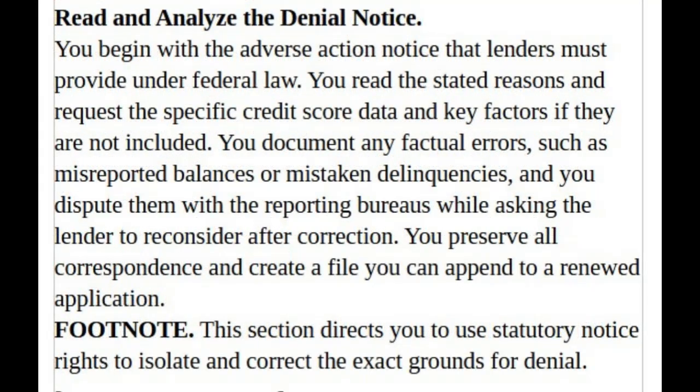Read and analyze the denial notice. You begin with the adverse action notice that lenders must provide under federal law. You read the stated reasons and request the specific credit score data and key factors if they are not included. You document any factual errors, such as misreported balances or mistaken delinquencies, and you dispute them with the reporting bureaus while asking the lender to reconsider after correction.